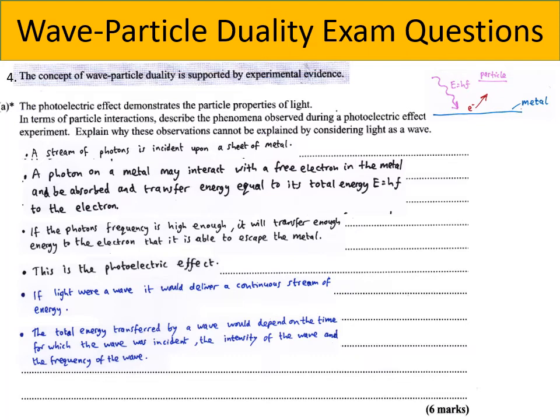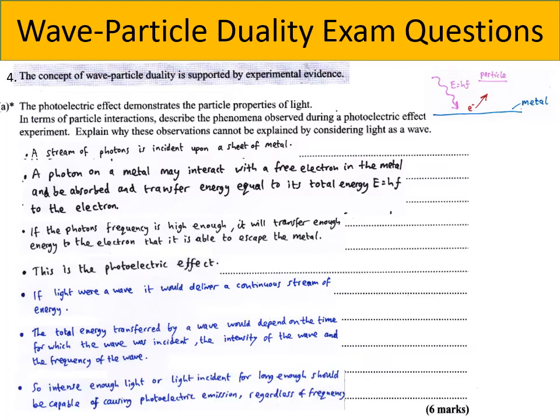The total energy transferred by a wave would depend on the time for which the wave was incident on the metal surface, the intensity or brightness of the wave, and also the frequency of the wave. So intense enough light, or light that is incident for long enough, should be capable of causing photoelectric emission, the emission of photoelectrons, regardless of the frequency of the light. But as we know, that's not the case. It all depends on the frequency of the light.